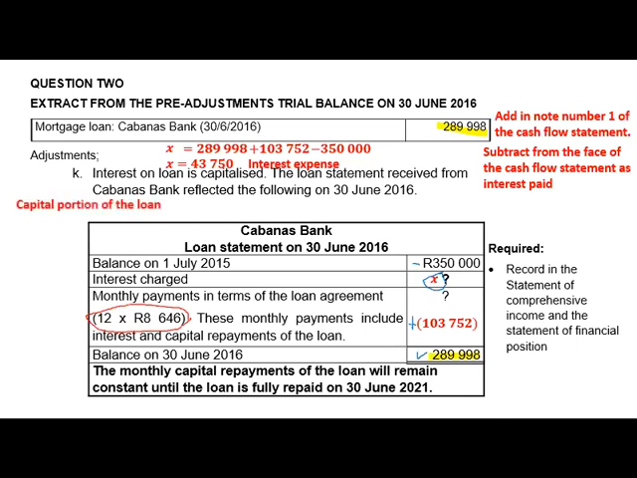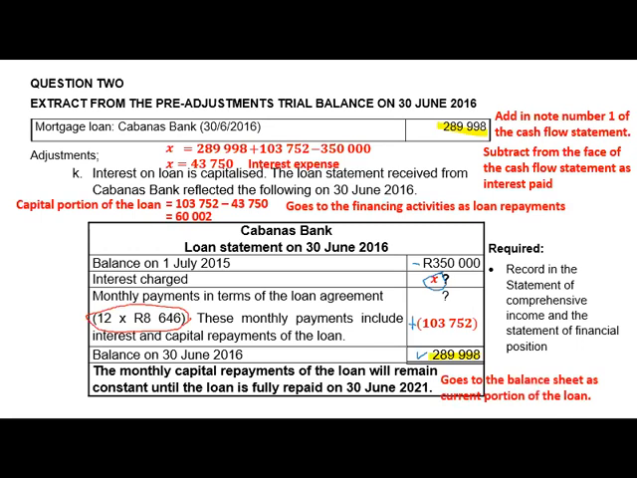Of the repayments, how much of that will be the capital portion? So you're gonna take 103,752 minus interest, the whole of interest. So the capital portion will be 60,000. And this we are going to record under financing activities, but obviously it'll go to the balance sheet as what? Current portion of the loan. This one for next year.